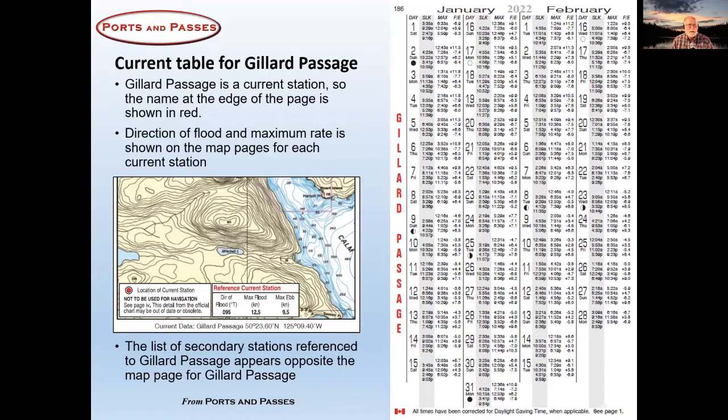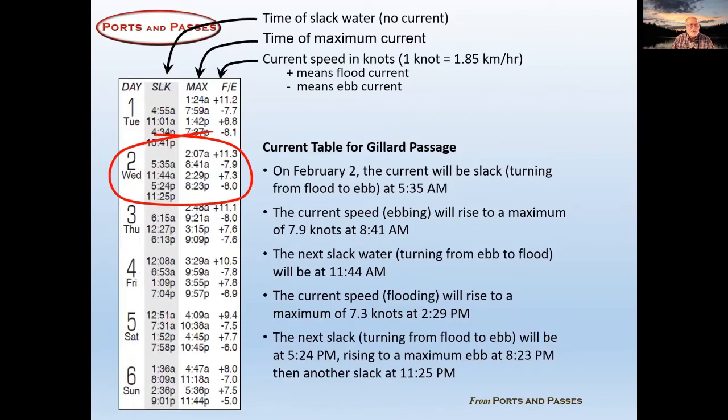Let's now look at current tables. They're a little bit different than tide tables. Here is the current table for Gillard Passage, and here we can see the map for Gillard Passage. Gillard Passage is in Desolation Sound as you move up towards the Broughtons. Gillard Passage itself has fairly strong currents. Let's take a look.